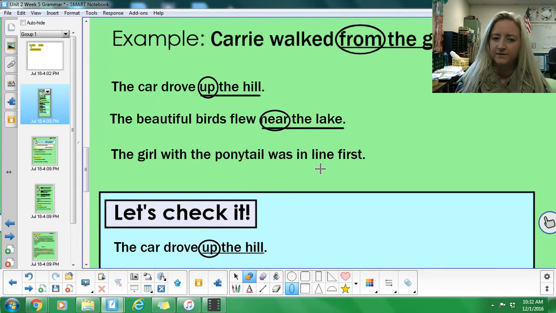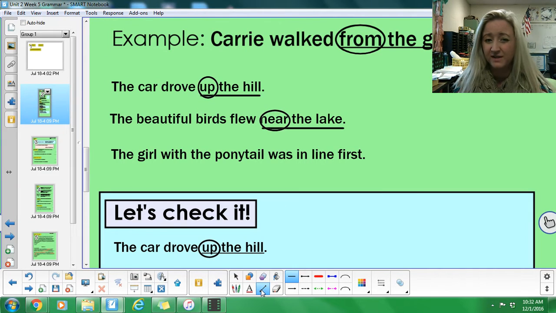Now this one's a little different because you might be thinking, Miss Sangren, they're always coming at the ends of sentences, so I'm always going to underline the last 3 words. Don't do it. The girl with the ponytail was in line first. My sentence is about the girl and the fact that she was in line.